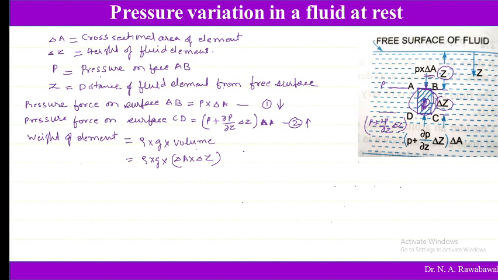The pressure force on surfaces BC and AD are equal and opposite. Here the pressure forces acting on surface AD and surface BC are in the horizontal direction, and if the force acting in the x direction from left to right is equal to the force acting from right to left, then this element will be in equilibrium. Otherwise, if the forces in the horizontal direction are imbalanced, this element is likely to move in the horizontal direction. So as it is in equilibrium, the force acting from left to right is equal to the force acting from right to left, that is, the force on surface AD is equal to the force on surface BC. So now we have this equation.